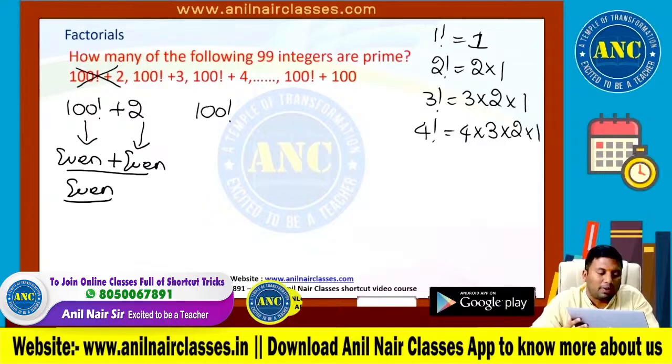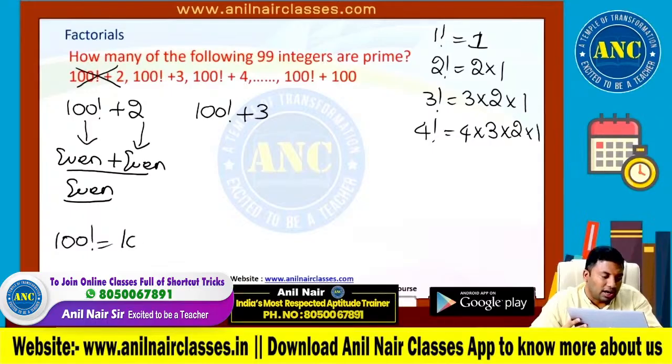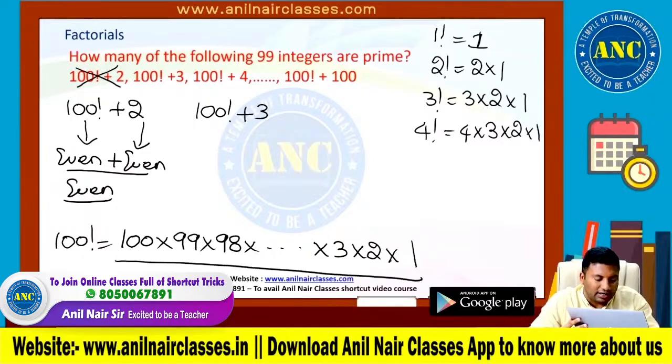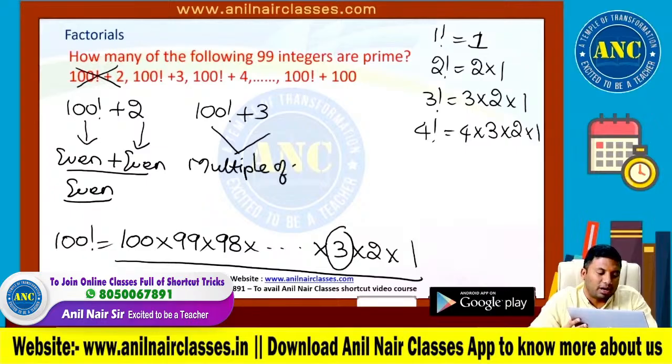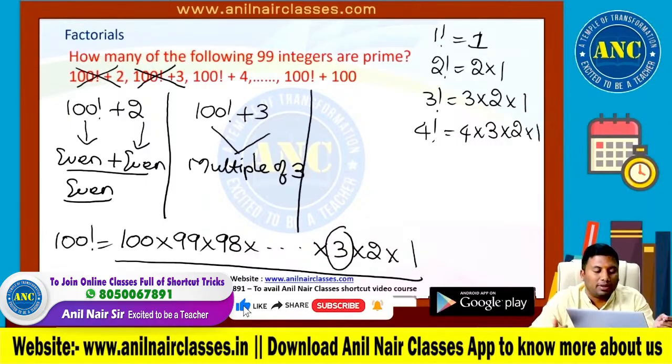100 factorial plus 3. 100 factorial is nothing but 100 into 99 into 98 and so on up to 3 into 2 into 1. If you observe, 100 factorial contains 3. Plus 3. 100 factorial is divisible by 3. 3 is divisible by 3. If I add two numbers which are divisible by 3, the answer will be divisible by 3, or in other words it is a multiple of 3. Any number which is a multiple of 3 will be a composite number, will never be a prime number.